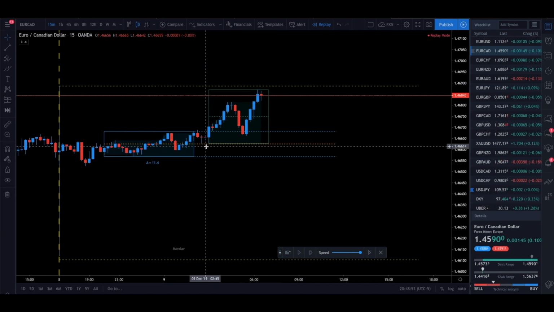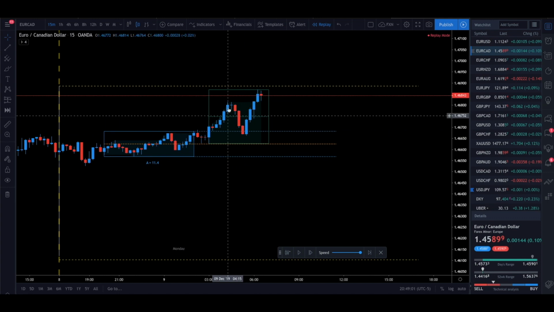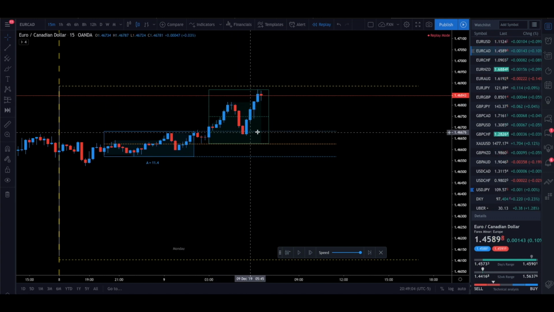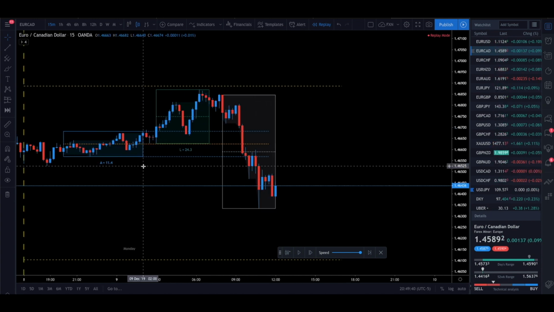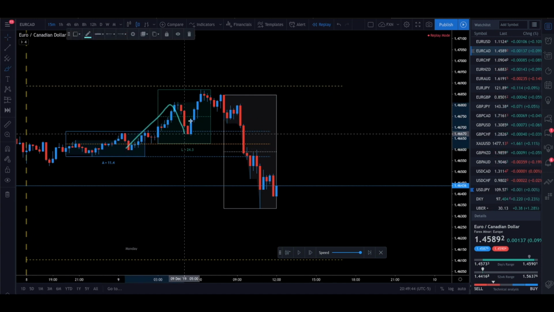Here's another interesting fact that I want you to notice: when this kicked down to make the middle of the M formation, look where we went to and stopped. The top of the range. You see that? Here is another type 1 setup.